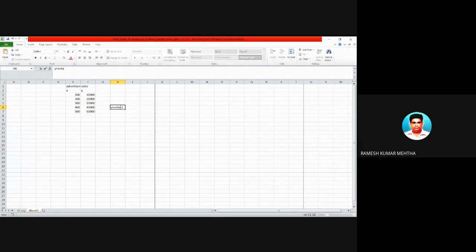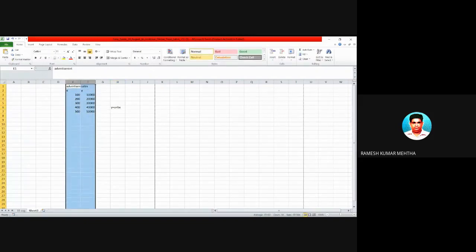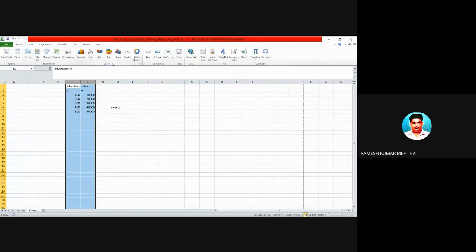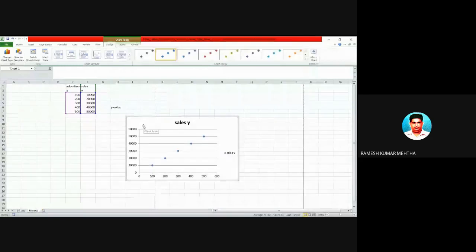Before that, I will plot the values of this advertisement and sales on a graph, and let's see how the graph is indicating. Insert, graph, scatter plot. Now look at this. At 100 crore advertisement, the sales was 10,000 crores. At 200 crores of advertisement, it was 20,000. At 300 crores, 30,000. At 400 crores, 40,000. And at 500 crores, it is 50,000.